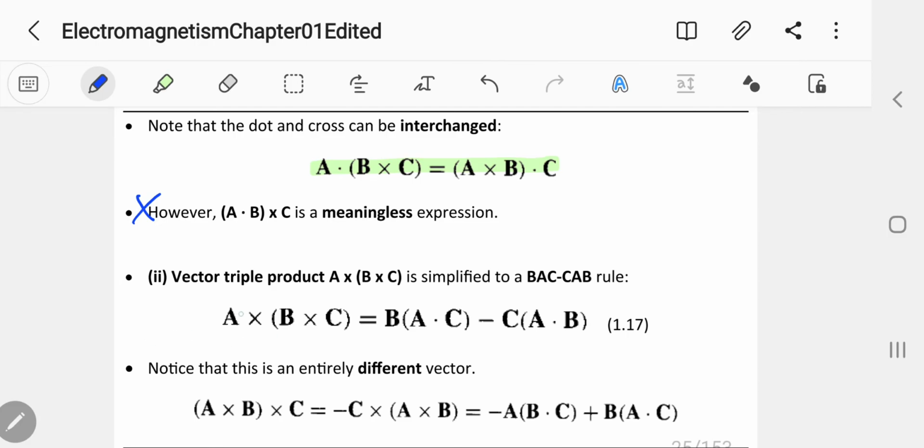This one is a vector triple product. This is a correct notation because this is a vector. You're crossing, this is also a vector. For example, you are crossing a vector to another vector. That's valid.